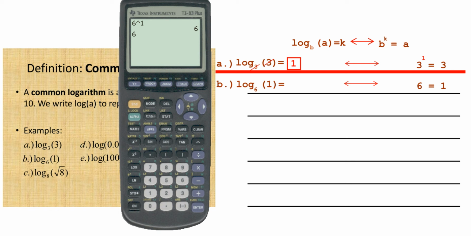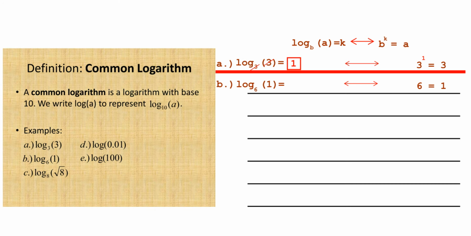So how about we try 6, caret key, and then try a 0? Does that bring back a good memory about which one it is? Remember, it's the easier one, right? Anything to the power of 0 is 1. So 6 to the 0 is 1. So there is our answer for this case. We know that in this case 6 to the power of 0 will give us a 1. So therefore log base 6 of 1 is 0 by definition.